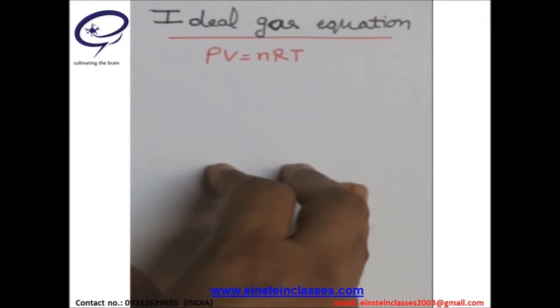The ideal gas equation we have already discussed is PV equal to nRT. Today we are going to discuss the difference between the ideal gas equation and the real gas equation. The main difference between the ideal gas equation and the real gas equation is because of two points: one is in the pressure and the second is in the volume.